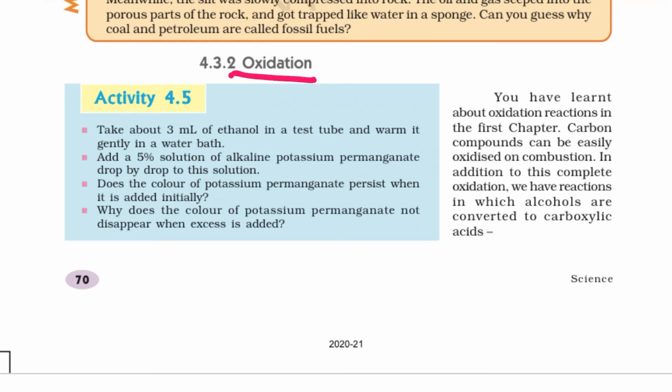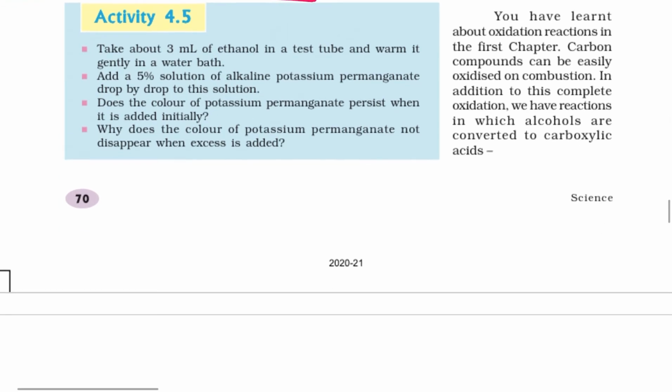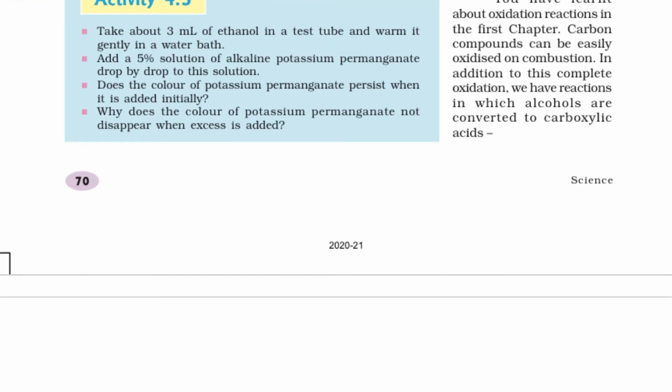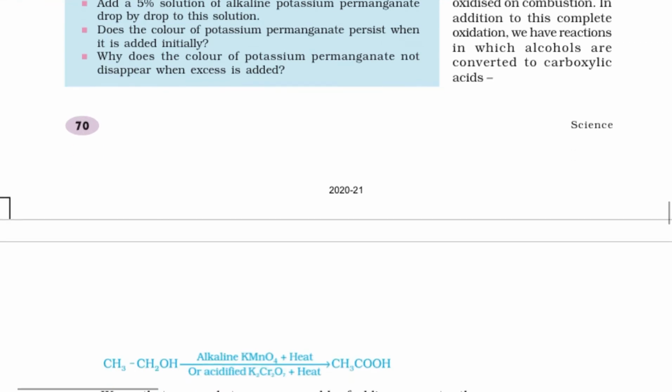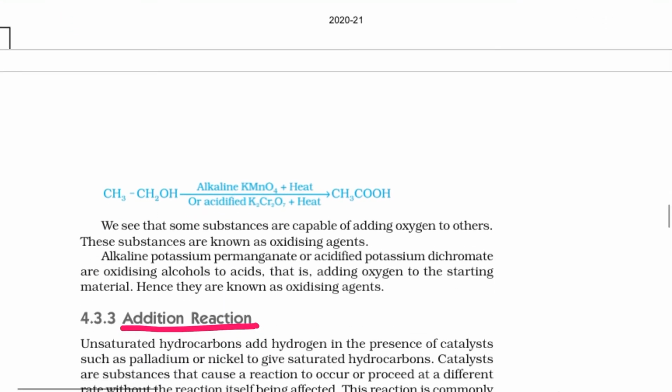You have learned about oxidation reaction in chapter 1. Carbon compounds can be easily oxidized on combustion. In addition to this complete oxidation, we have reactions in which alcohols are converted to carboxylic acid. Because when ethanol is added to potassium permanganate or potassium permanganate is added to ethanol, carboxylic acid is formed due to oxidation, and because of that the color initially persists but later on it disappears.